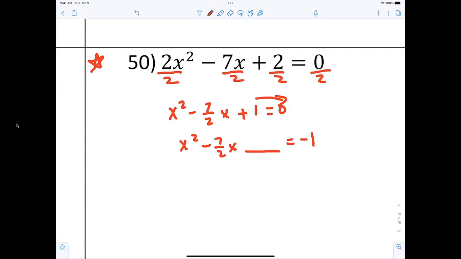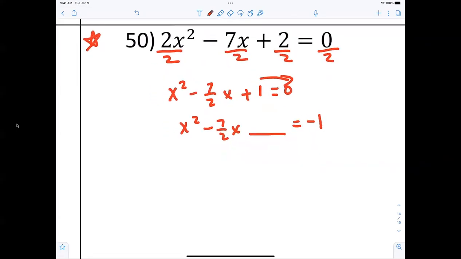Anybody have any issues? Now your understanding of fractions comes into play. What's half of 7/2? 7/4. Now you square 7/4. What's that? 49 over 16. So you're adding 49 over 16. If you don't know how to do the fraction, if you don't know how to do half of something, or you forgot because it's been a while, I don't mind. Anybody have any questions with that?